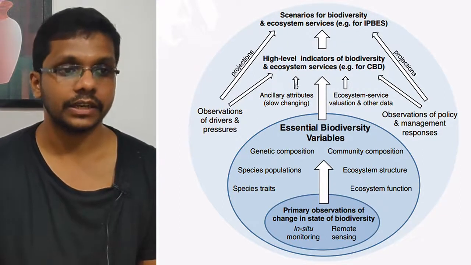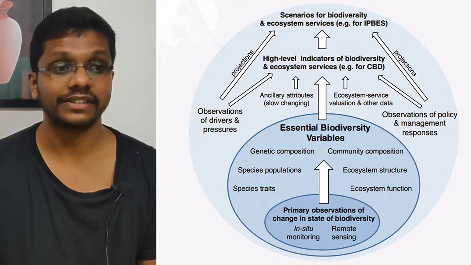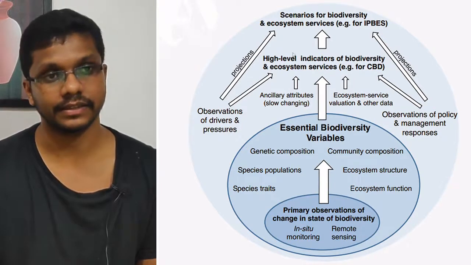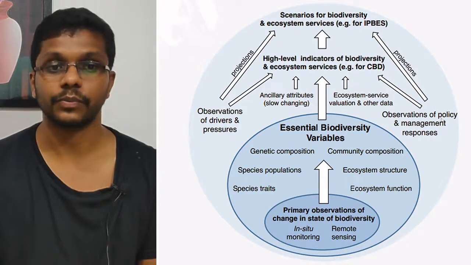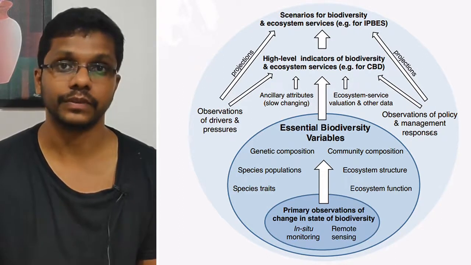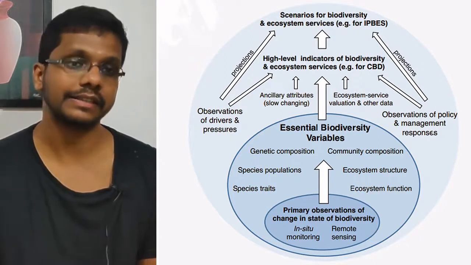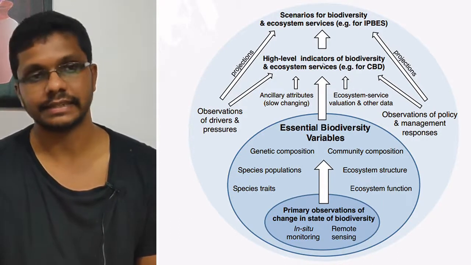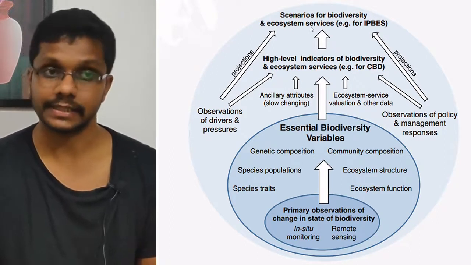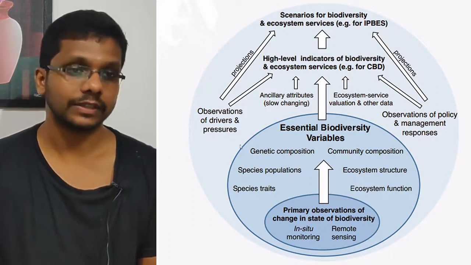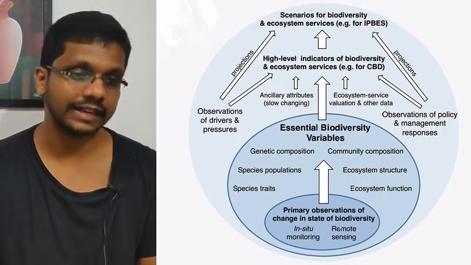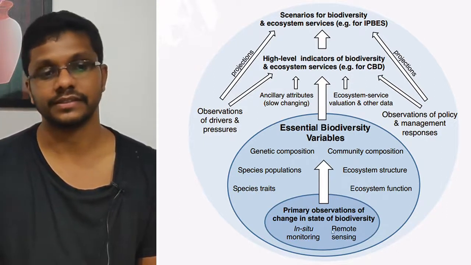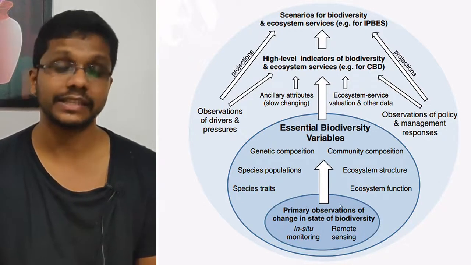So the observations of drivers and pressures in biodiversity also contribute to these indicators and services. Then observations of policy and management responses from the United Nations or other countries also affect the projections in biodiversity indicators and ecosystem service changes. So this is the flowchart. In this video, I am going to focus on primary observation of changes in biodiversity, the methods of primary data collection.